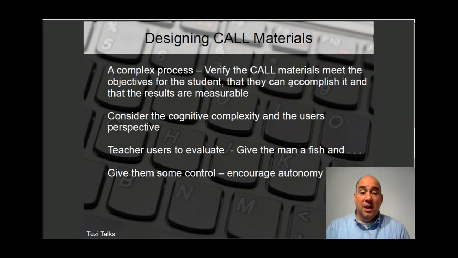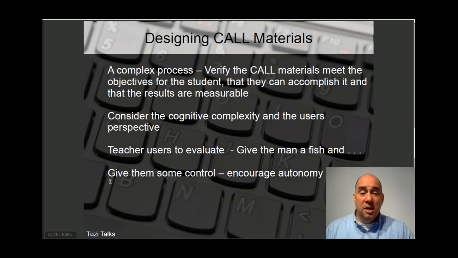So we need to consider the cognitive complexities and the user's perspective. Don't overload them in such a way that they're not going to want to do this, or it's too difficult for them to do. I've got this added thing that I've got to go on. Another good idea would be to have teachers evaluate the stuff that you're making. They might have a better perspective because they're used to teaching. They're not just a language learner. But give it to them and show them how to do this. Okay? We want to do more than just show them how to do this. We want to encourage them to use these materials as well.